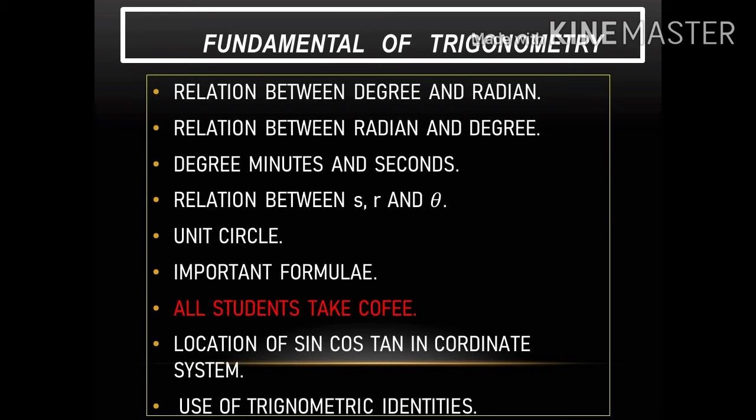Fundamentals of trigonometry are the basic and essential part whenever we attempt any university entry test. In this video, we are going to explain the relationship between degree and radian, radian and degree, degree minutes and seconds, the relation between S, R and theta, the unit circle, important formulas, the location of sine, cos, tan in the coordinate system, and the use of trigonometric identities. As well, all the students will take coffee during this video. How to take coffee during this video, we will explain, so please wait.